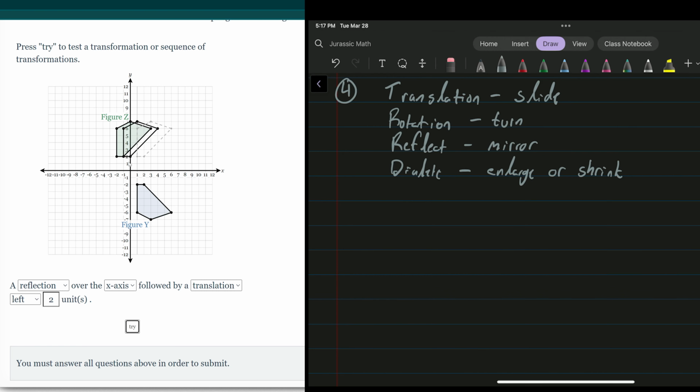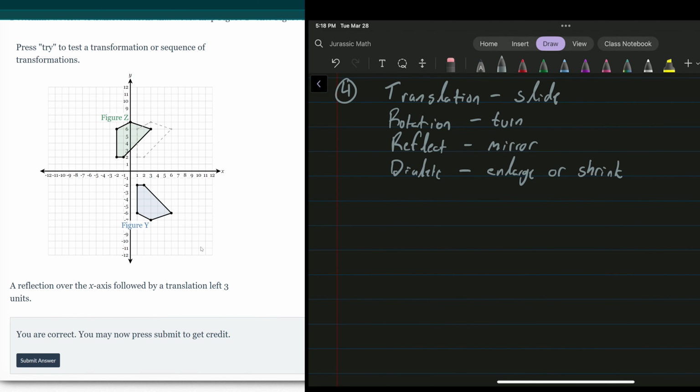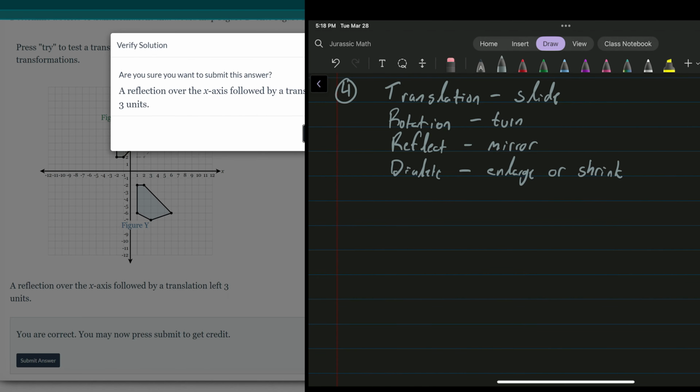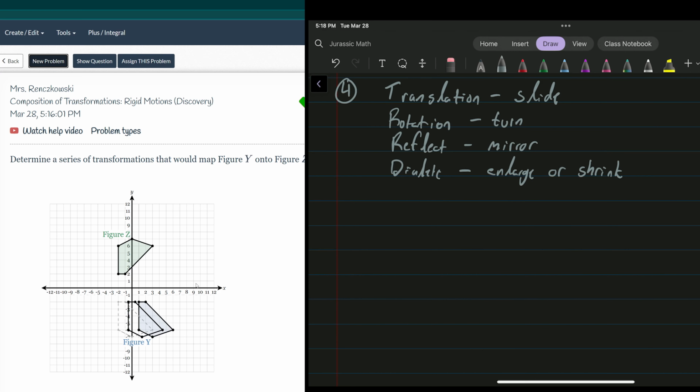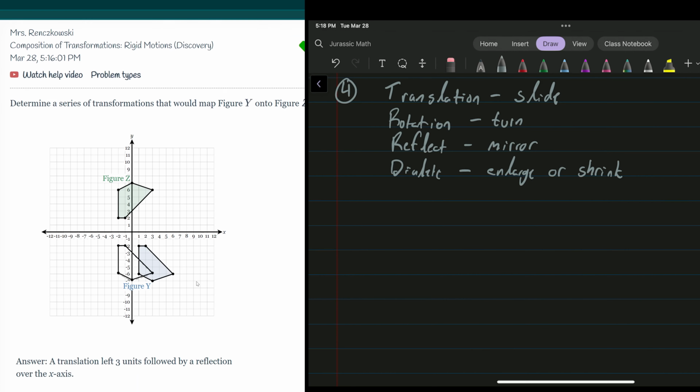Oh, darn it. I didn't count the right dot. I had to go over one more. So instead of 2, I'm going to type in 3. Once again, hit the try button. And there it goes. Cool. Hit submit. And all done. So this is definitely a problem where you try things.